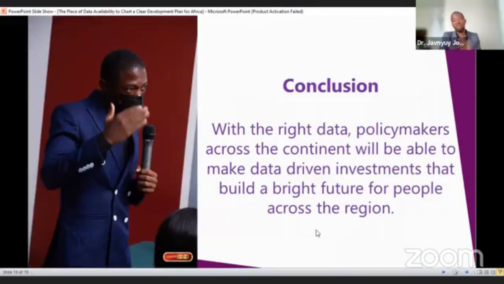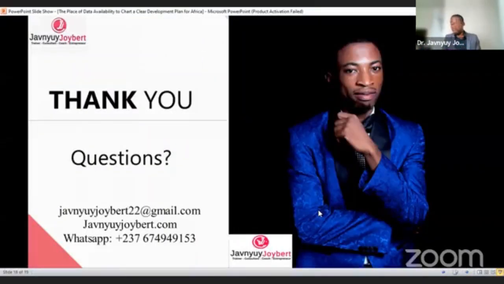In conclusion, with the right data, policymakers across the continent will be able to make data-driven investments that build a bright future for the people across the region. We cannot build a bright future for our people from the place of guesswork and assumption. And you yourself, you cannot build a bright future for yourself from the place of guesswork. You need to make sure you find the right data and make the right decisions.